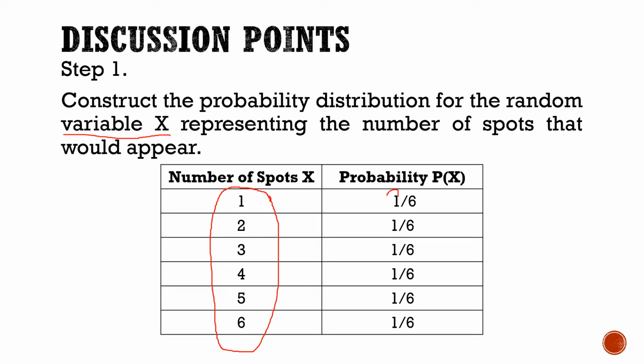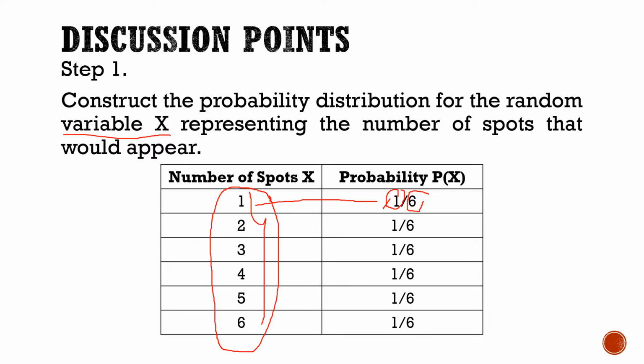So your numerator here is how many times this value of the random variable x, which represents the number of spots that would appear, occurs. So that will be your numerator here. Now, what will be your denominator? This will be the total possible outcomes.